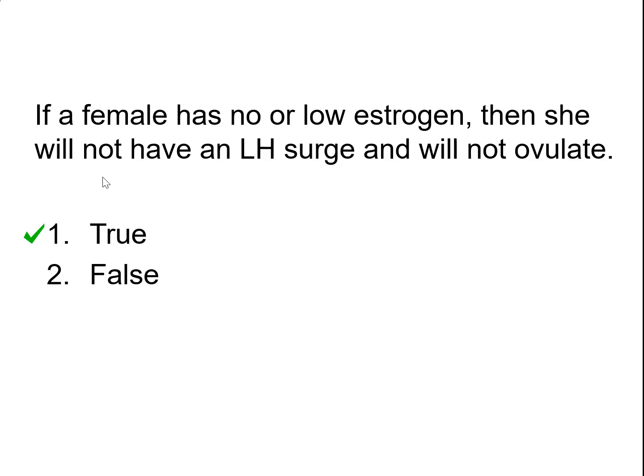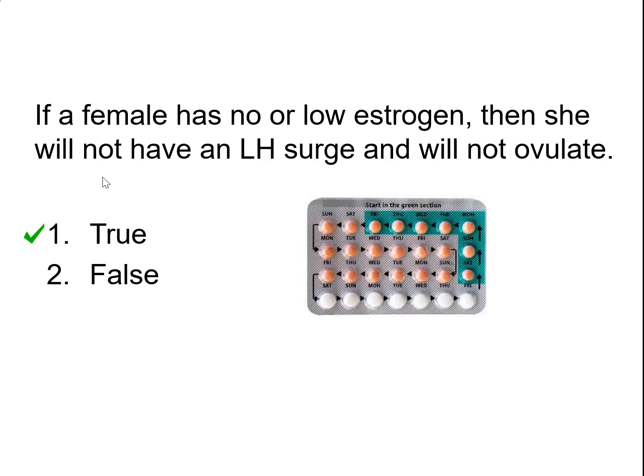Think, can she get pregnant? No. Right? Without ovulation, with no egg being released from the ovaries, she cannot get pregnant. So that's actually how birth control pills work. So here you can kind of see a cycle of birth control, and what it does is it keeps you in a low or no estrogen state, so you don't get the surge, you don't ovulate, and if you don't ovulate, you can't get pregnant.